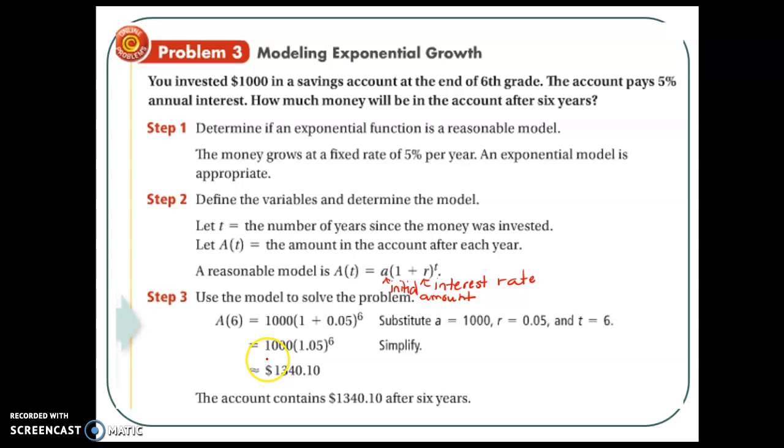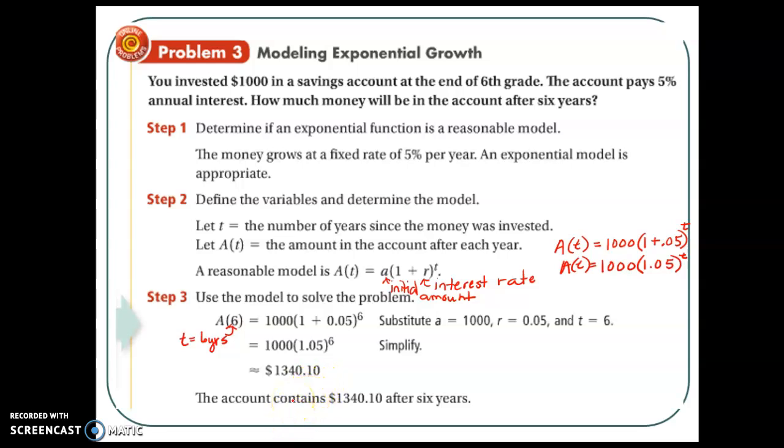So here you go. If I were you, I would write a basic formula out first before you get into this, where you have 1,000 times 1 plus 0.05 to the t. And then you put it together so that you have 1.05 to the t. And then you go over here and your t is 6 years. So you'd have 1,000 times 1.05 to the 6th and get $1,340.10.